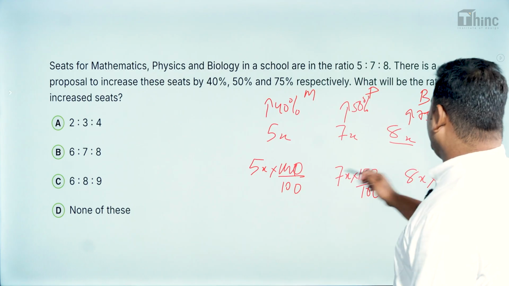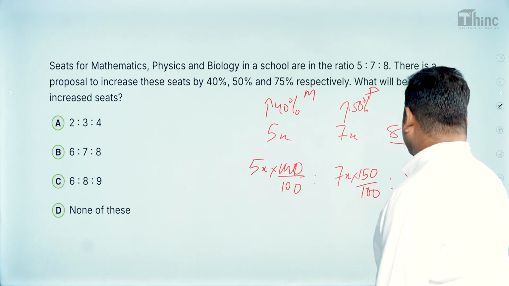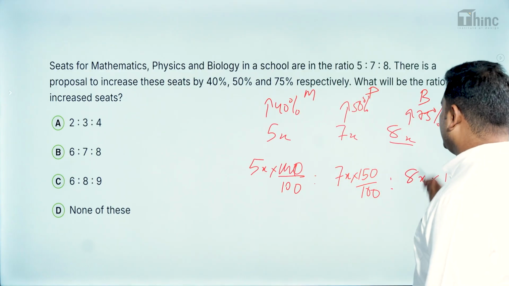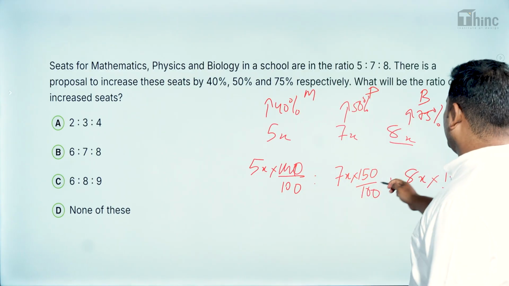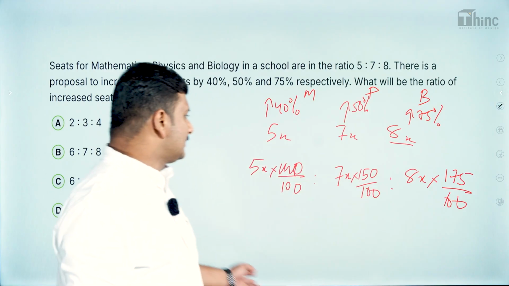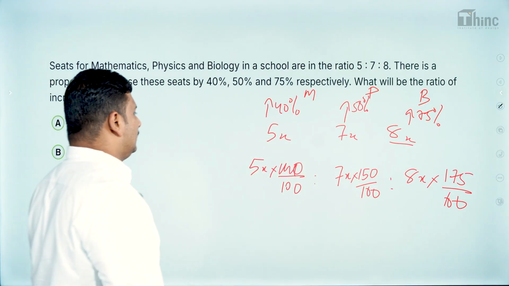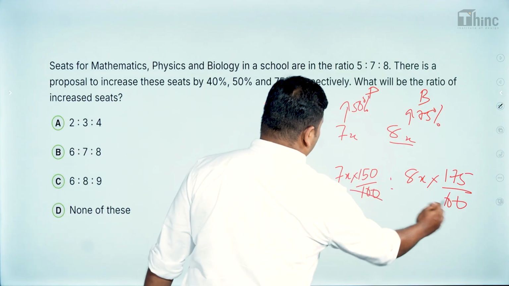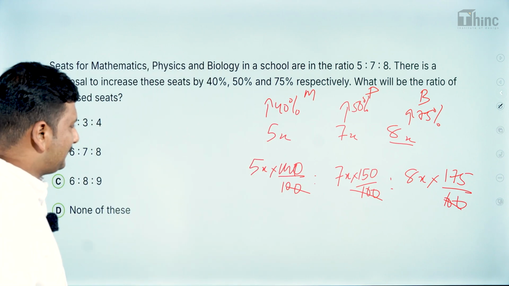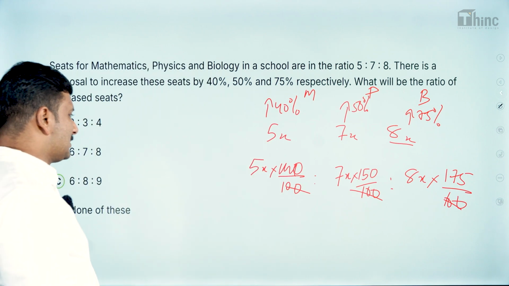Now we need to find what is the new ratio. This is the increased seats, right? So the initial seats are in the ratio 5:7:8. So the actual seats are 5x, 7x and 8x. Now each of them is increased by 40%, 50% and 75%. And after the increase, what is the ratio of these is what we are finding out. So 100 is getting cancelled. Okay, so be very careful while cancelling the numbers. You have to make sure that you're cancelling it from all the numbers.